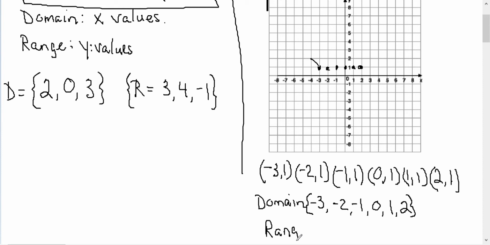And then the range will be what? I've got 1 here, 1 here, 1 here, 1 here, 1 here, 1 here. They're all 1s. So this is going to be the range. It's all the y values that the relations encompass. And you can see that happening on the graph. Every point has a y value of 1.